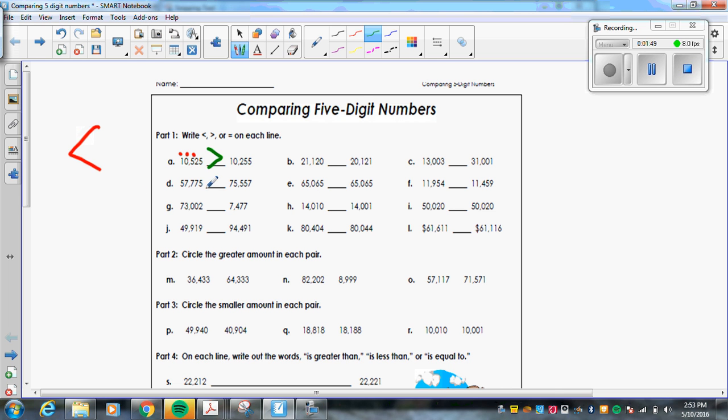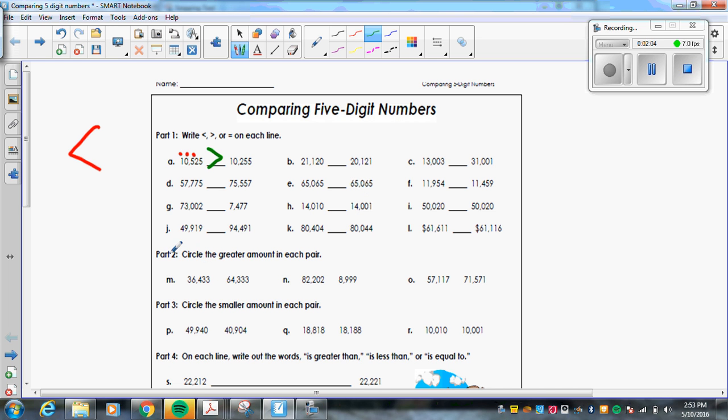So you can go ahead and do all of those part ones. Remember, just compare the number of digits first, and then start looking at comparing each place value until you've narrowed down the place values that are different.